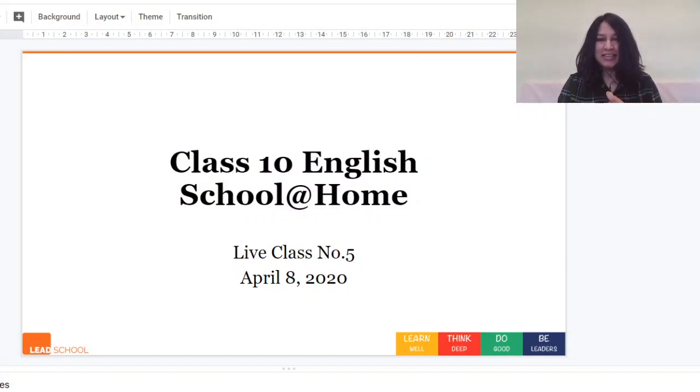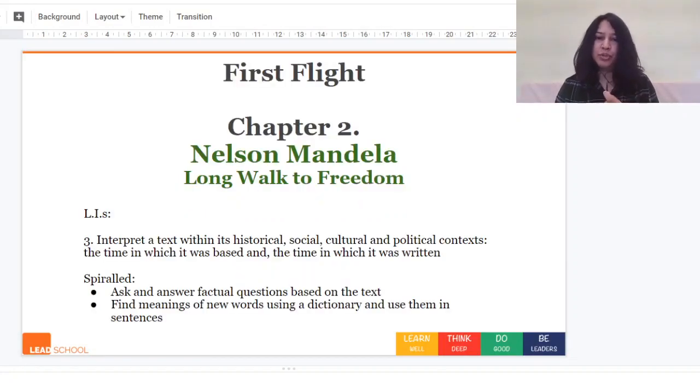So today let's go ahead with chapter 2. The LI that we'll be looking at is interpreting a text within its historical, social, cultural and political contexts. Context is basically the time in which the text was based and the time in which it was written.